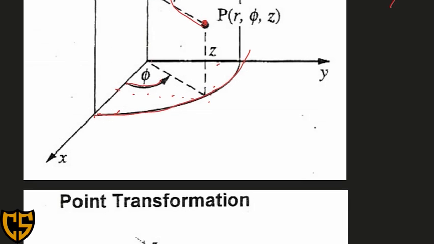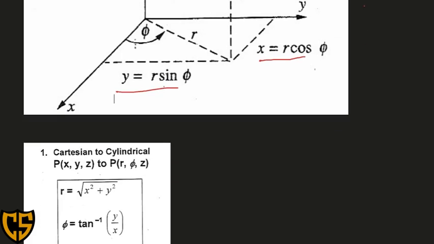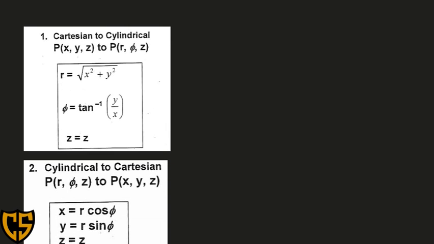So in terms of your transformation, this is what we will consider. We can get the values from cylindrical to rectangular and rectangular to cylindrical coordinates. So for x, we have r cosine of our angle phi, and for y, r sine of our angle phi. We will have this introduction on how we transform from Cartesian to cylindrical.